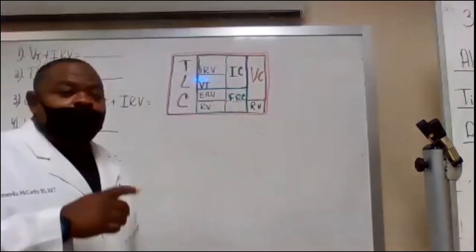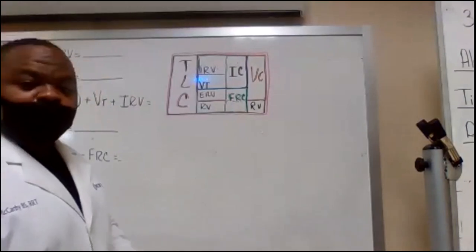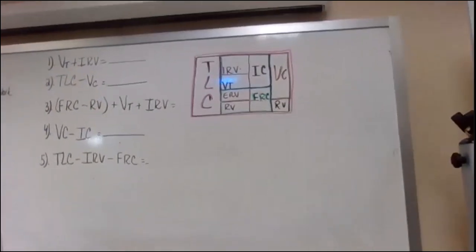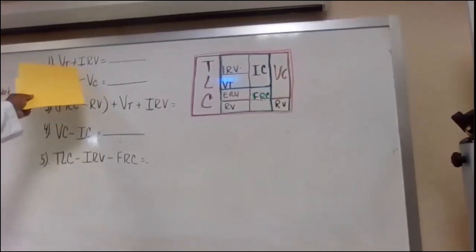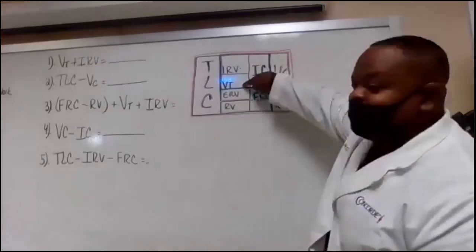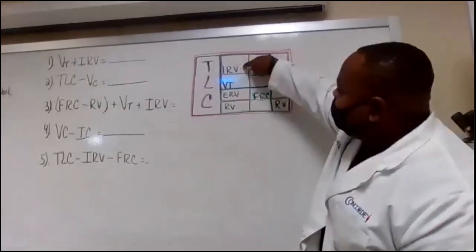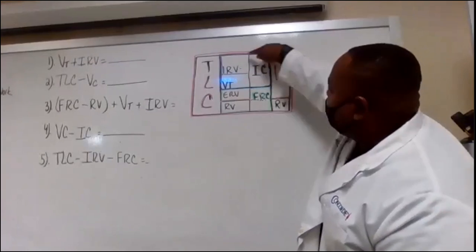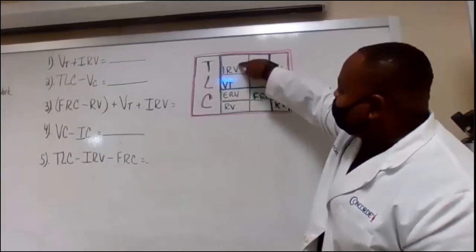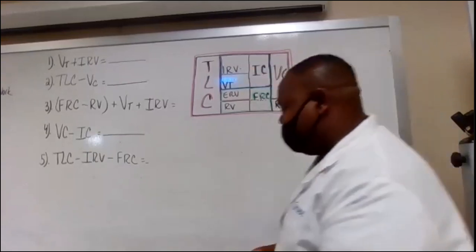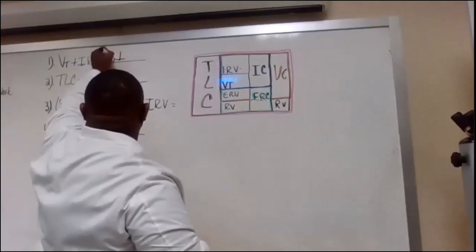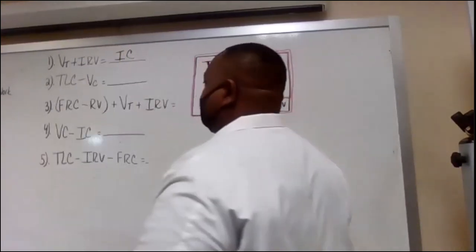All right, so if I'm going to work on this, number 1, tidal volume, VT plus IRV. So let me look at it. VT plus IRV is all of this, right? This whole little box. So what's the answer? VT plus IRV is this: IC. I see. Good. So number one is inspiratory capacity.